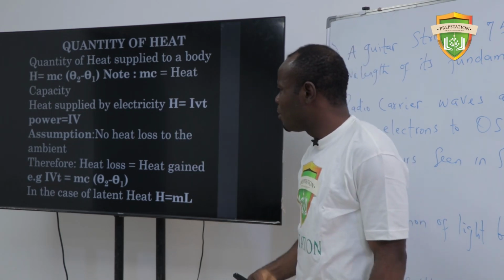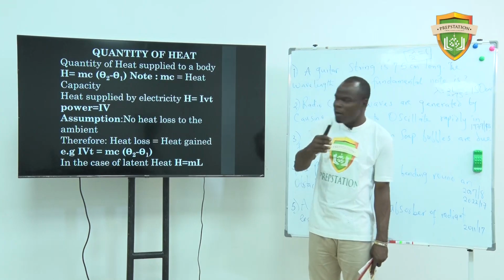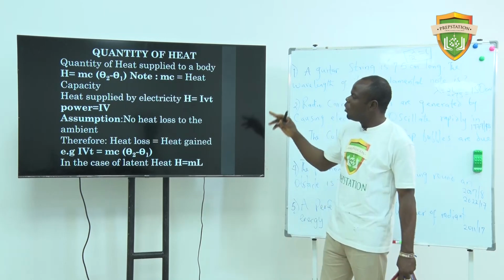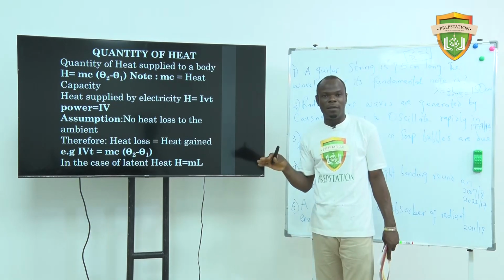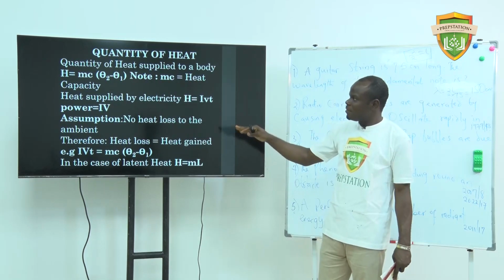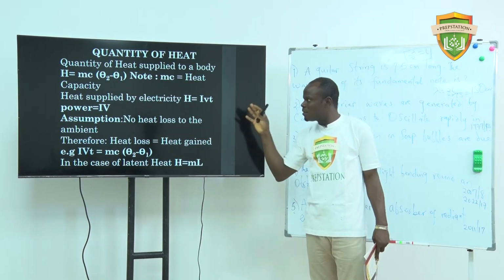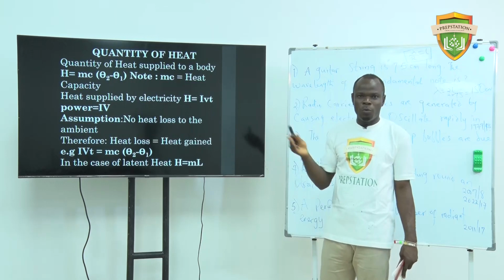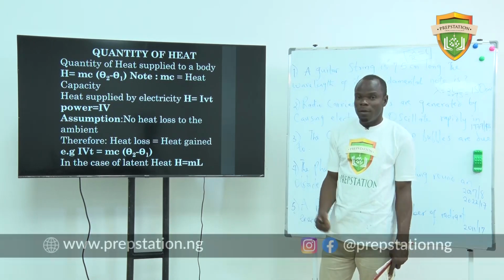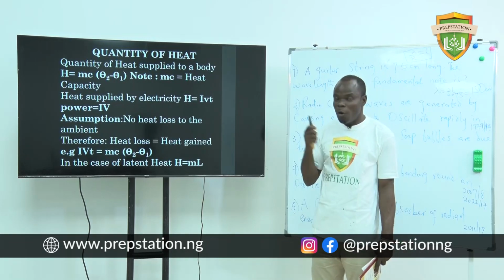Let me give a good example. Okay, before then, let's take the assumption. The assumption here says no heat must be lost to the surrounding. That's the ambient. What do we mean by that? There's a practical that is guided by this, so we are not taking that here. We are only applying what we have from this formula. No heat must be lost.